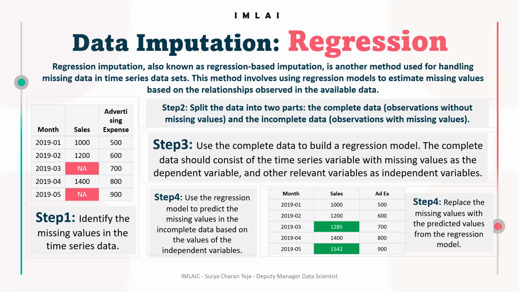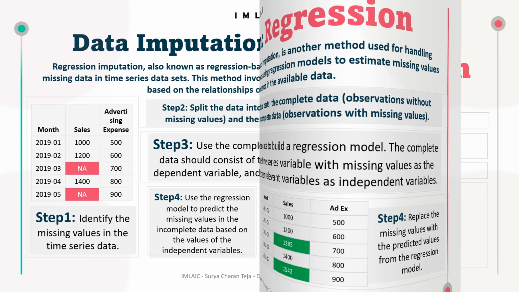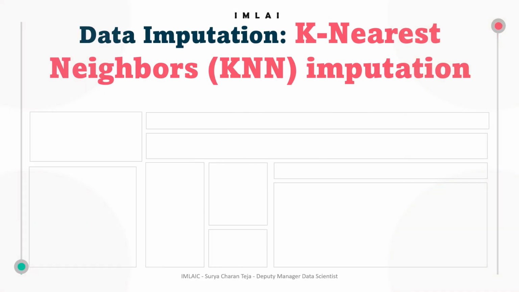Now let's look into the next technique under data imputation, which is KNN. That's K Nearest Neighbors Imputation. So KNN imputation is a technique used to fill in missing values in a data set based on the values of its K nearest neighbors.